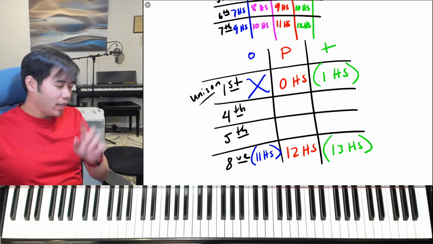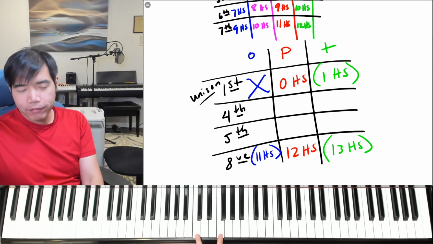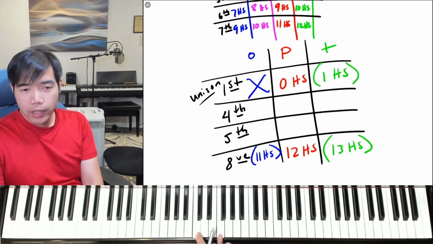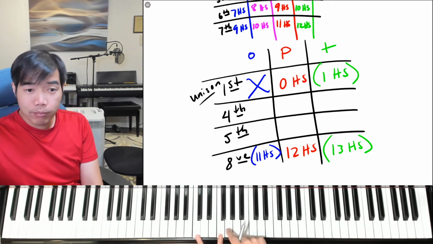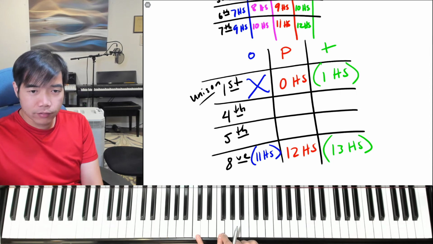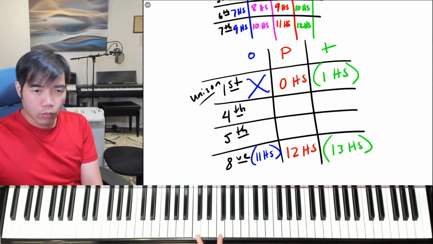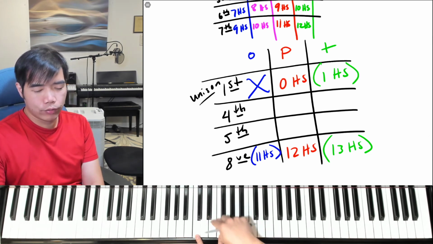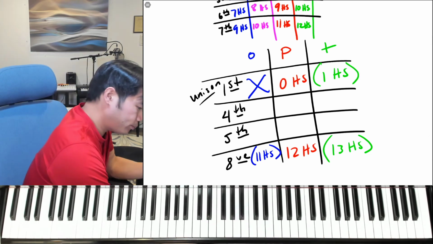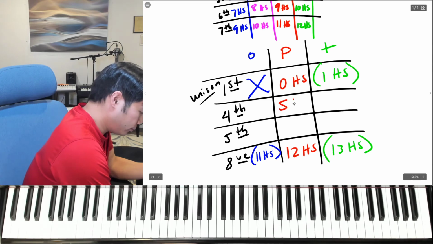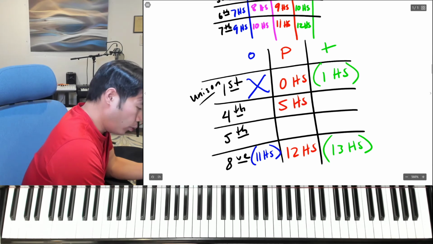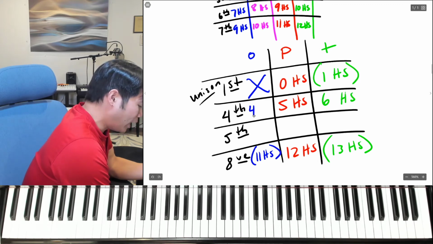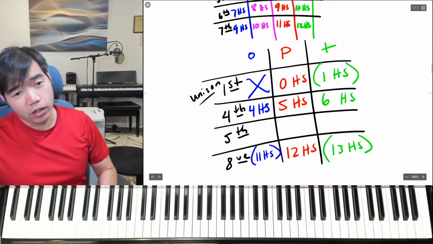Okay, let's look at the fourth. C to F is a perfect fourth. Remember, if you go from C to any key above it within an octave, it's always going to be perfect or major. So C to F is a perfect fourth. Half steps are 1, 2, 3, 4, 5. 5 half steps. Augmented fourth is going to be 6 half steps. This does exist, by the way. Diminished fourth is going to be 4 half steps. And although rare, this also exists.